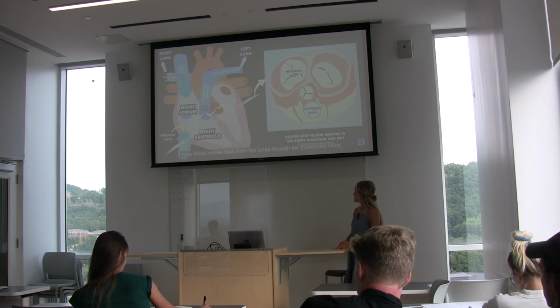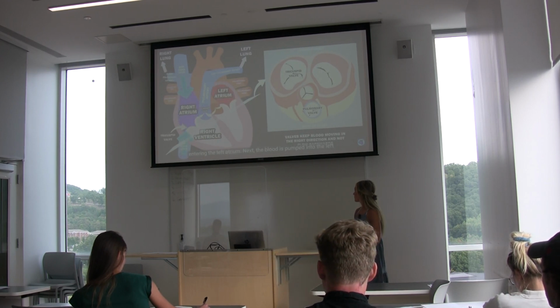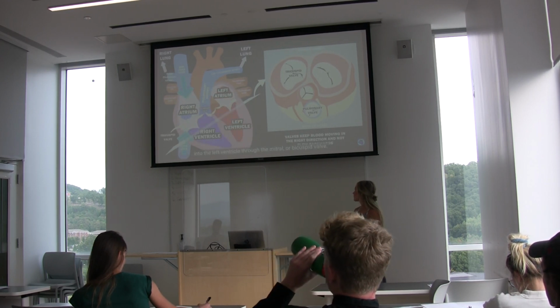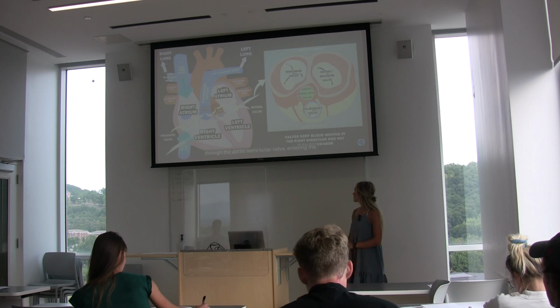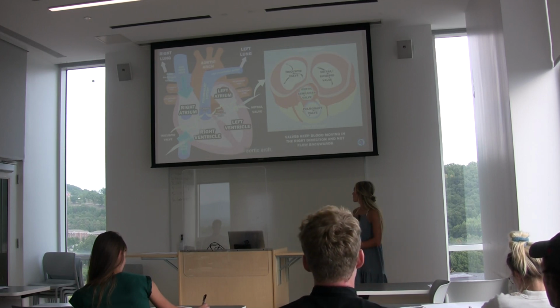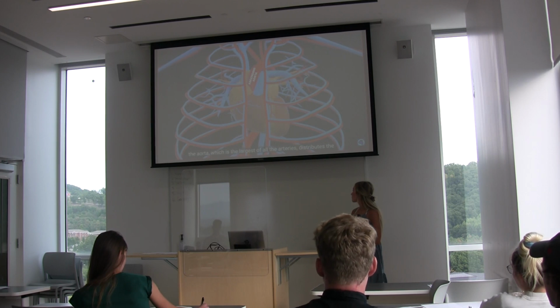Now, blood comes back from the lungs through the pulmonary veins, entering the left atrium. Next, the blood is pumped into the left ventricle through the mitral or bicuspid valve. Finally, the oxygenated blood leaves the left ventricle through the aortic semilunar valve, entering the aortic arch. The aorta, which is the largest of all the arteries, distributes the oxygenated blood to the rest of the body.